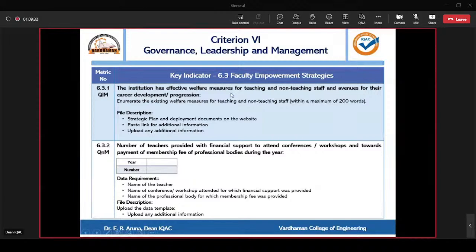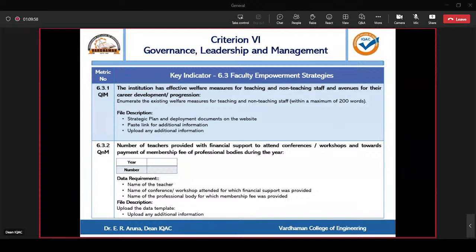And coming to the file description they have given: strategic plan and deployment documents on the website, paste link for additional information. We can upload the strategic plan and deployment documents we already kept on the website with respect to 6.2.1. Additionally, what are the policies with respect to teaching or non-teaching staff welfare measures? All the policy documents we can upload on the website. The same link we can provide.